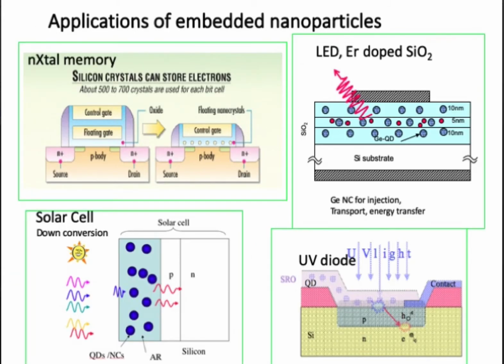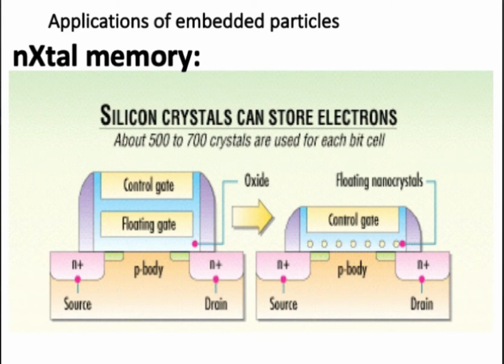Here I show some early applications of nanocrystals and quantum dots in devices. Here is shown quantum dot memory, light-emitting device of 1.5 micron IR radiation, solar cell down conversion, and a UV photodiode. Let's show the quantum dot memory, even if not a photonic device.